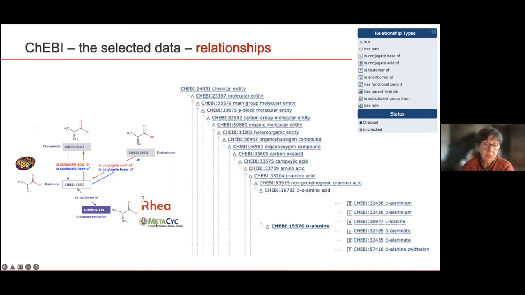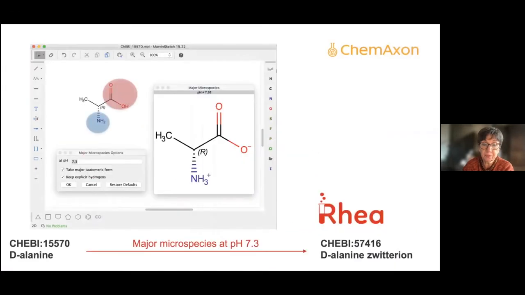In Rhea and Metapsych, we will use a specific form of this molecule that corresponds to the major microspecies at pH 7.3, whereas, for instance, KEGG is using a fully hydrogenated molecule, so not charged, uncharged. We prefer to use charged molecules because it helps us to balance the reaction for mass and charge.